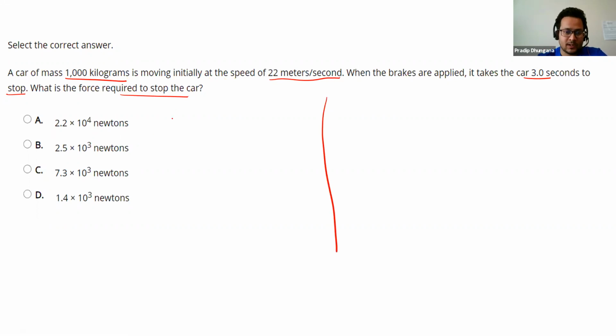So net force again, let's start from here at first, and then we'll calculate all the values we need to calculate the force. Force is equal to mass times acceleration. We know the mass. Initially speed is 22 meters per second. Time is 3 seconds to stop. Whenever a car stops, its final velocity is 0.